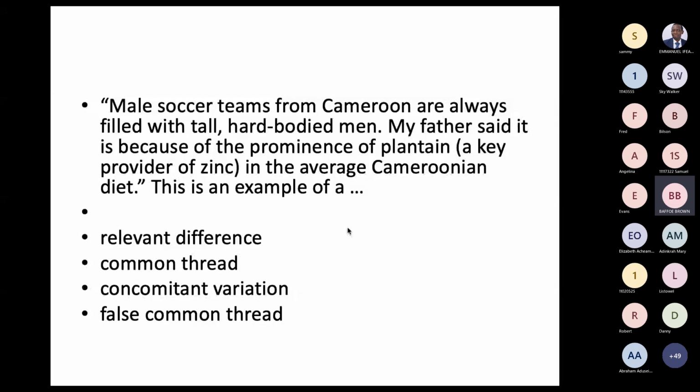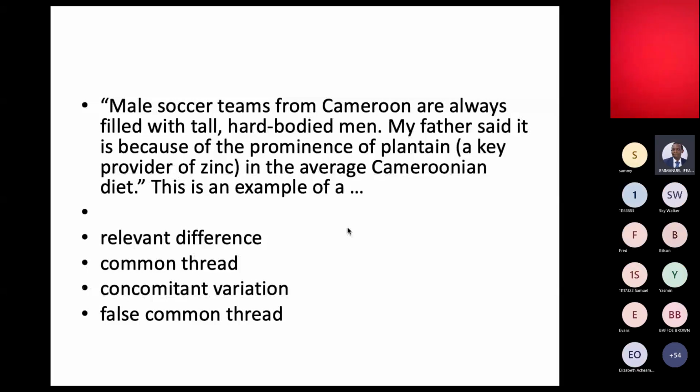Concomitant variation. Yeah, but I think in this case you are looking at common thread. You are looking at what the people are doing, what is running through the people. Common thread. So you have to take common thread because they've told you the average Cameroonian. The average Cameroonian means almost every Cameroonian. And remember that the average Cameroonian could also mean every Cameroonian.